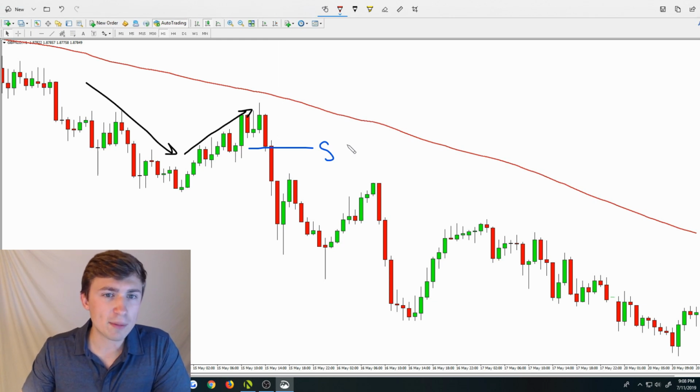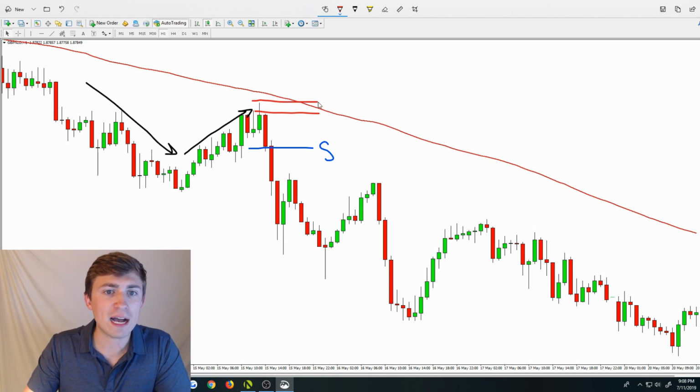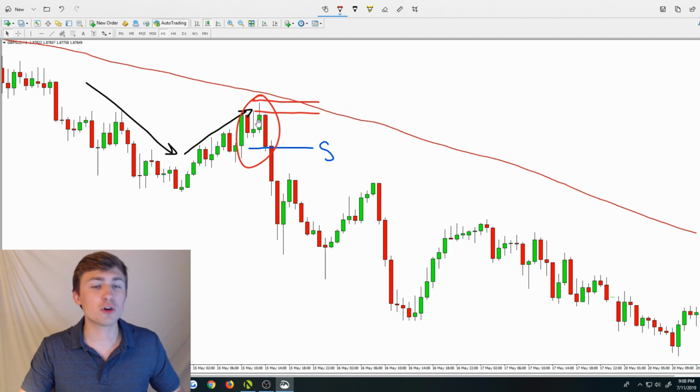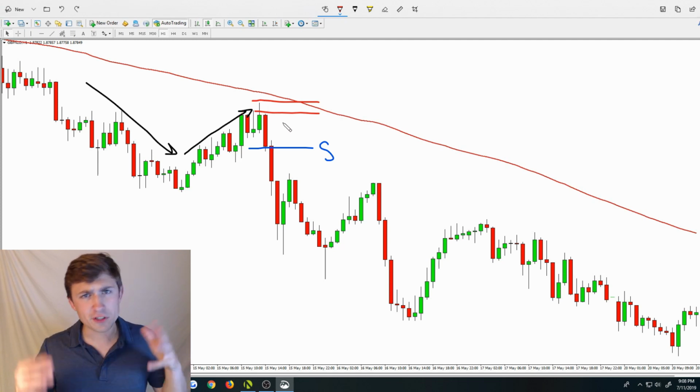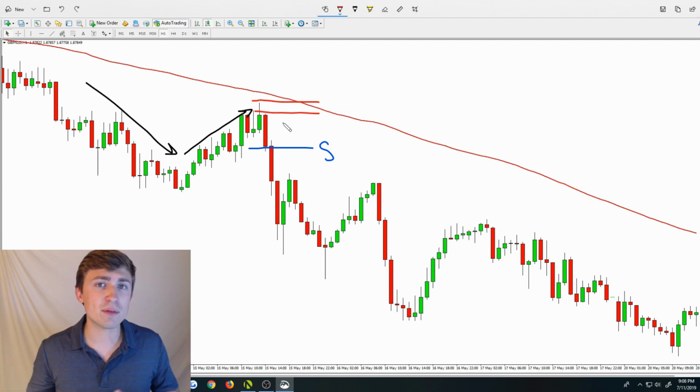What you can do is you have a couple options. You can put it over the high of this bar here, right? The actual engulfing bar, that's an option. Or you can put the stop above the high of the bearish engulfing candlestick pattern, right? So we have that whole pattern. You could put it over the high there.